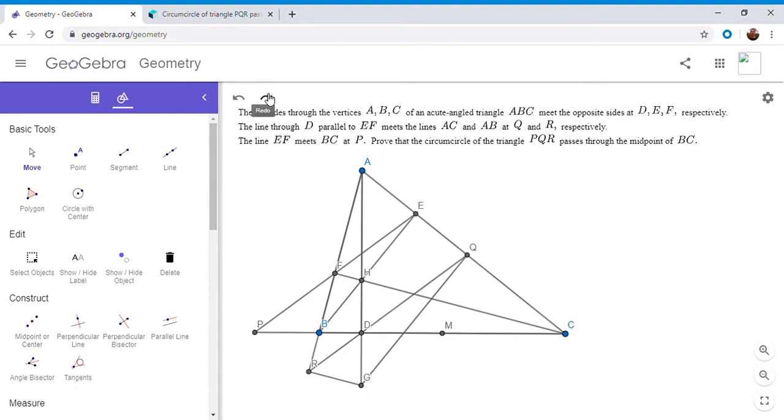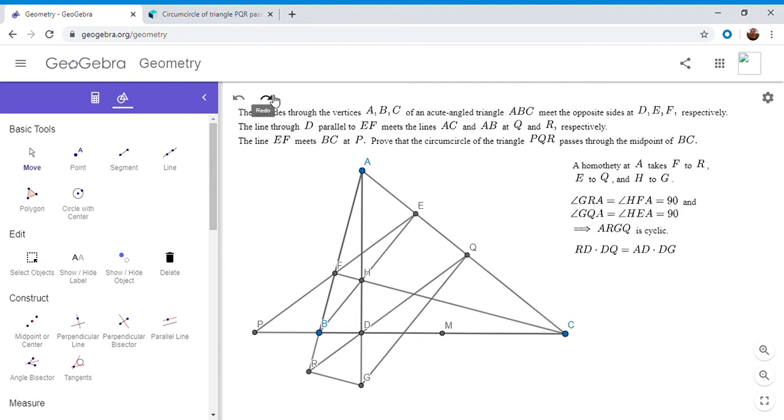So I'm going to write this all up now. So here's the homothety at A. It takes F to R, E to Q, and H to G. And so since, like I mentioned, AFHE is cyclic, ARGQ has to be cyclic. This is just the way of writing it out here. And so RD times DQ is AD times DG.